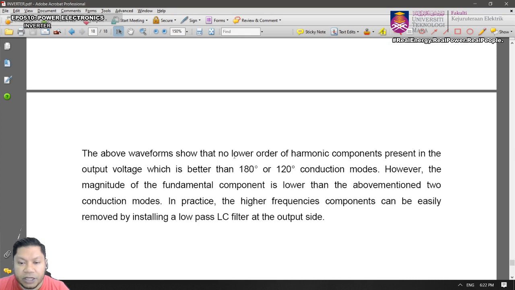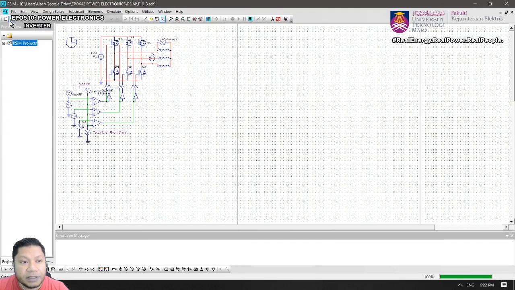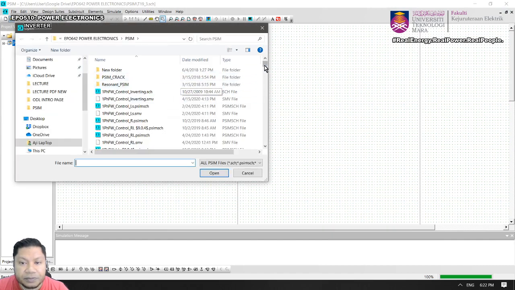The above therefore shows that no low order harmonics are present in the output voltage, which is better than the other modes. However, the magnitude of the fundamental is lower than the above mentioned two conduction modes. In practice, the higher frequency components can be easily removed by installing a low pass filter. So I can show you the low pass version.